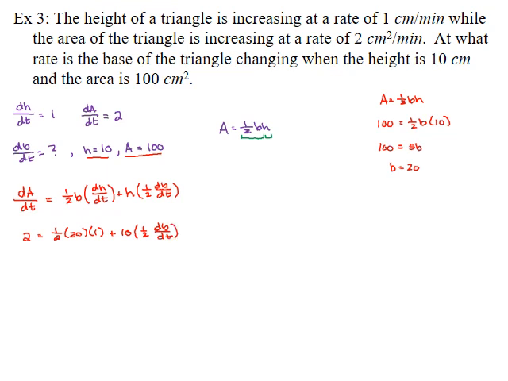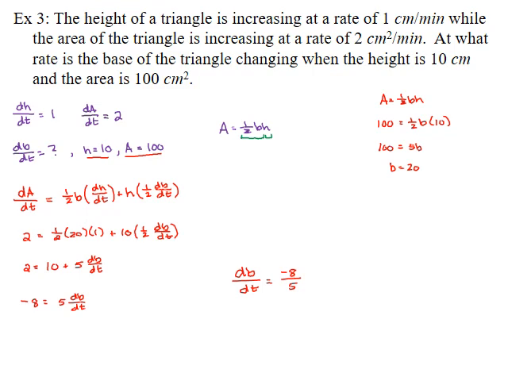All right, so let's clean this up a little bit. So this is 2 equals half of 20 times 1, which is 10, plus half of 10, which is 5, still being multiplied by the dB/dt. Subtract the 10 over, so that's -8 equals 5 dB/dt. And then divide both sides by 5, and we can say that dB/dt is -8/5.